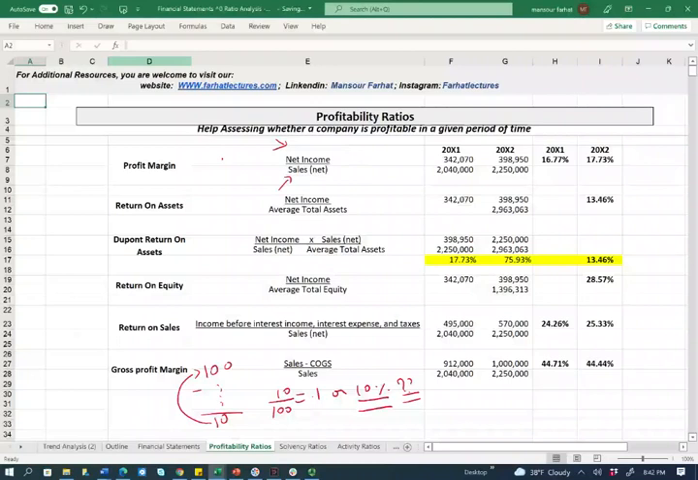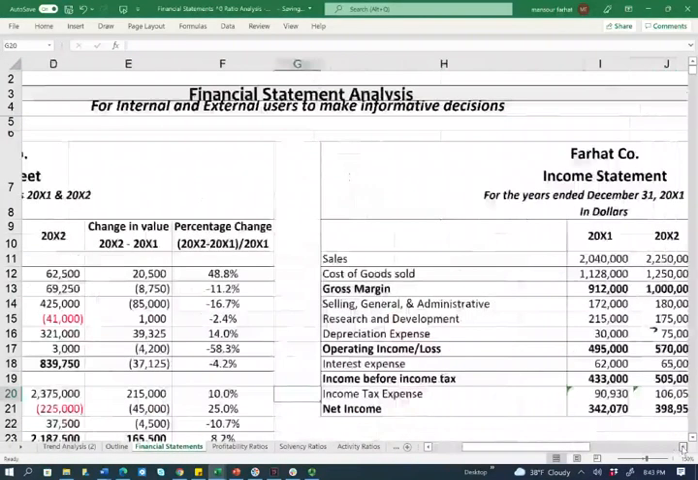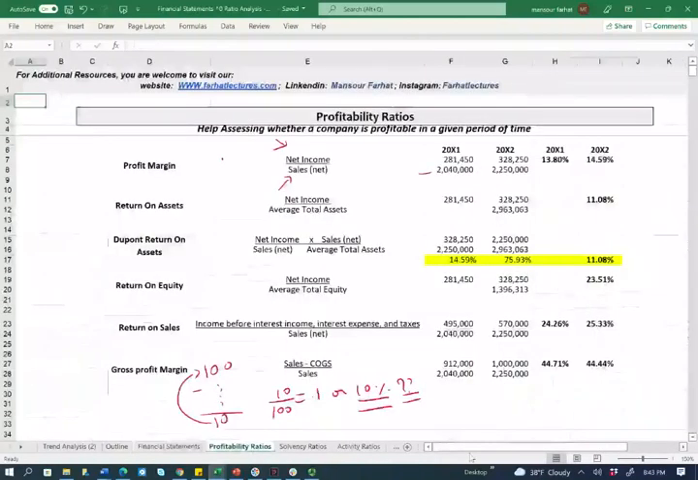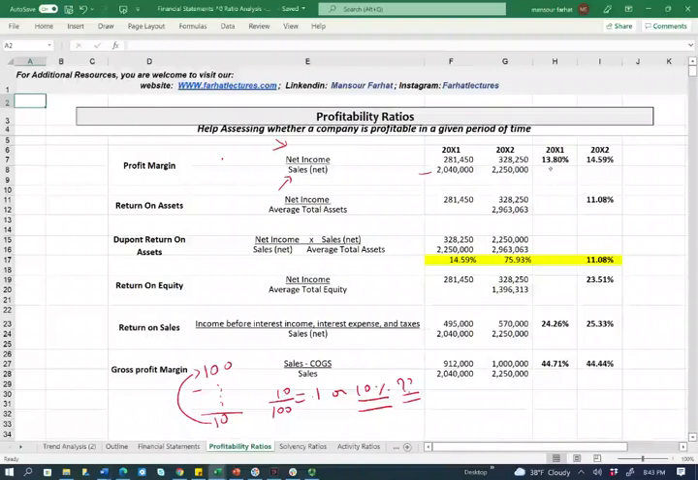The company that we are working with has a profit margin in year one of 16.77% based on net income and sales, and 17.73% for year X2. Now, just to show you how this works, I want to go back to the financial statement and make a small change. Right now, I am assuming the tax rate that I am using is 21%. If I change the tax rate from 21% to 35%, which is the prior corporate tax rate, and go back to my profitability ratios, notice the profit margin went down from 16 and 17 to 14 and 14 and a half.